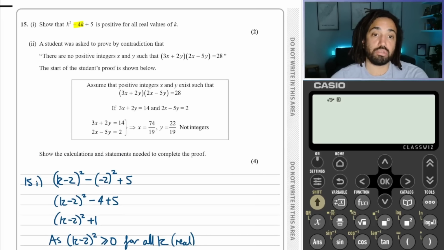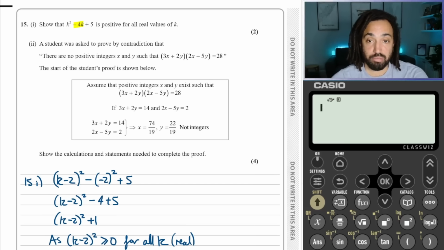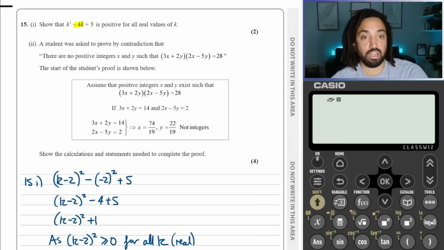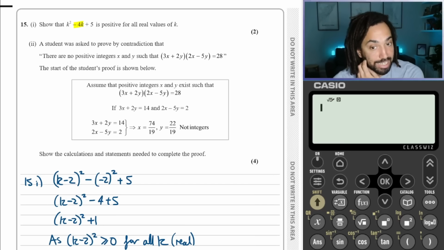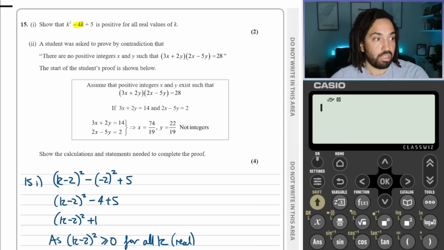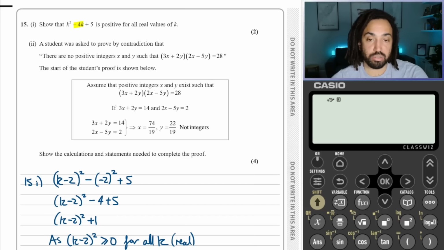It says a student was asked to prove by contradiction that there are no positive integers x and y such that this bracket multiplied by that bracket is equal to 28. The start of the student proof is shown below, so they've assumed the negation, which is what you should do for a proof by contradiction. And then they have solved the pairing of 14 and 2 and got no integers. Okay, so we need to do all the other pairings.